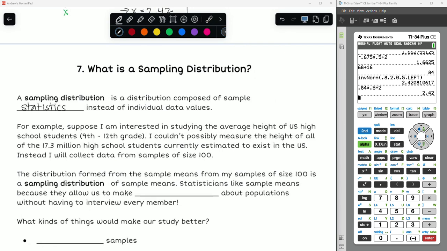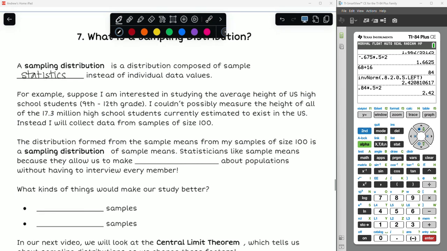Statisticians like sample means because they allow us to make inferences about populations without having to interview every member. Sampling distributions are how we are going to move from looking at raw sample data to making statements about the population from which that sample was drawn.